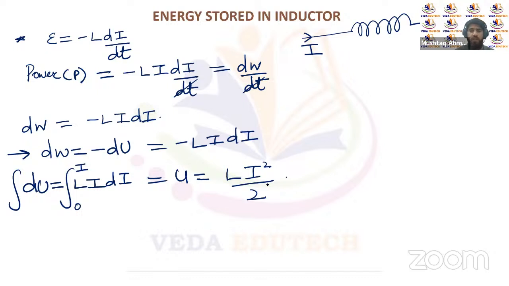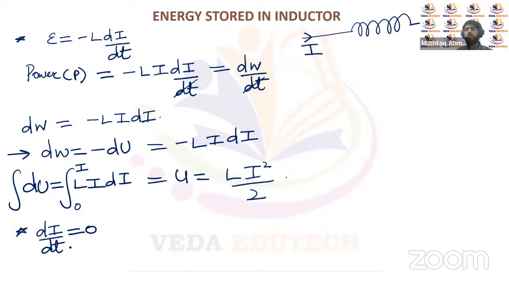Now the question is, what is this I? I is the final current. The current was initially varying. This I is the value of the current where di over dt is 0. At this point, the current does not change further. The energy stored in this inductor is L I square upon 2, where di by dt at this point is equal to 0. There will be no further variation in the current, right?